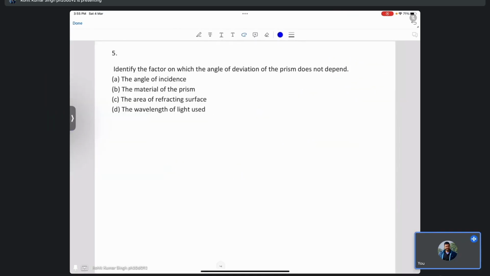Okay, then the next problem we have here is: identify the factor on which the angle of deviation of a prism does not depend. So, can any one of you answer this? This is a simple problem. So, the options are: angle of incidence, the material of the prism, area of the refracting surface, the wavelength of light used. Can you guys answer this one?